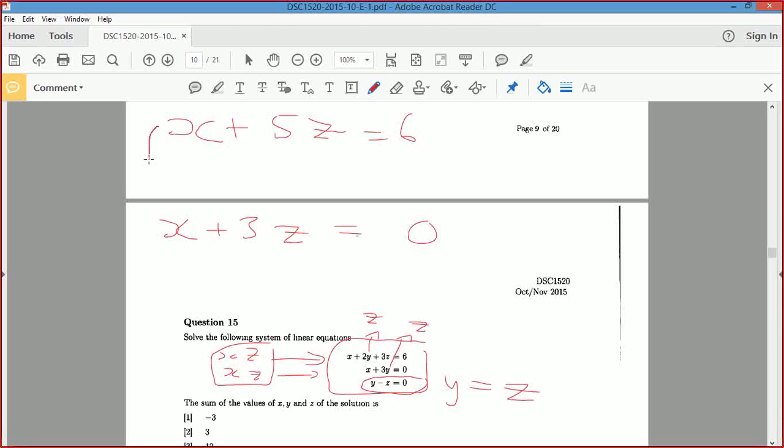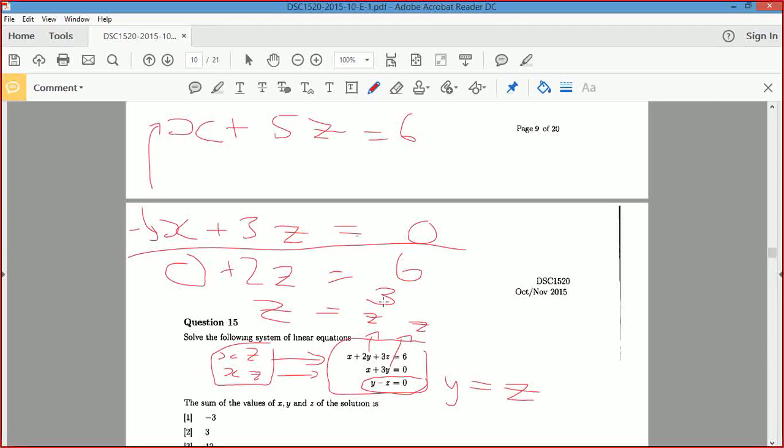You've got them, now what? Don't you put the like terms together? Yeah, eliminate. You can eliminate here. Okay, so x minus x is what? 0. 5 minus 3 is what? 2. 6 minus 0 is 6. What is z? 2z equals 6. Z is 3.